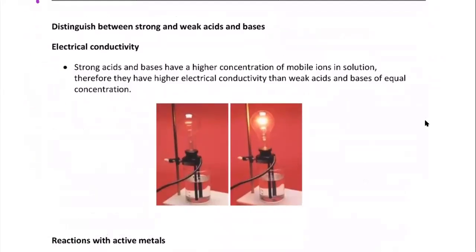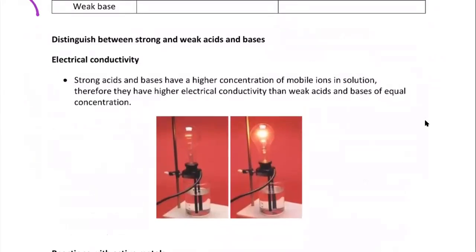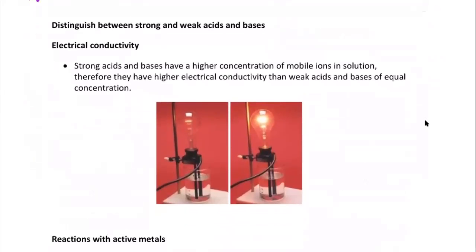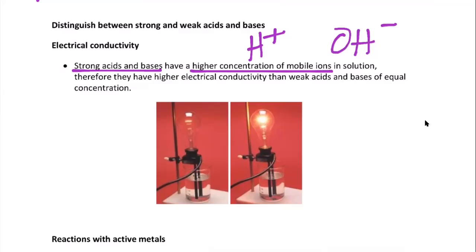So one way that we can use this in the lab is we can test using electrical conductivity to see if something is going to be a stronger or a weaker acid or base. When things are strong acids and bases, they have a higher concentration of mobile ions, because the acids are going to have more hydrogen ions, the bases are going to have more hydroxide ions floating around in their solution. The more ions they have moving around, the more they can conduct electricity, because the more charged particles you have floating around in the solution, the better you're able to conduct electricity, okay?